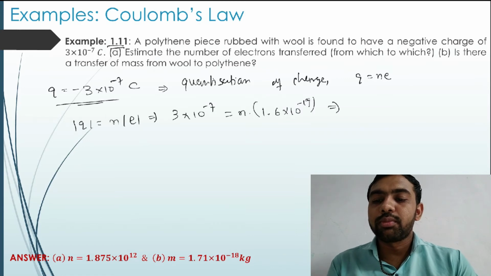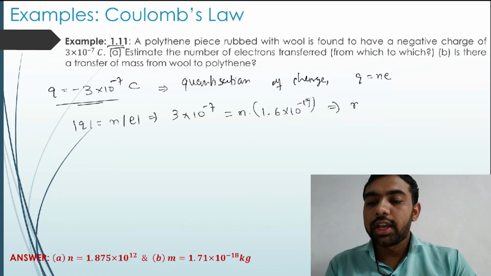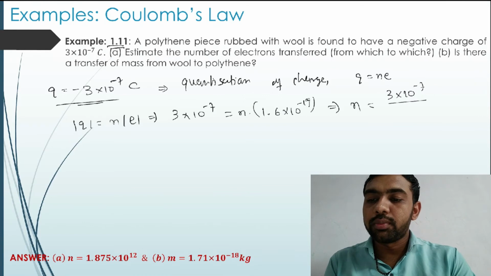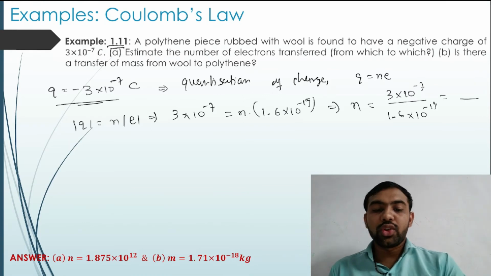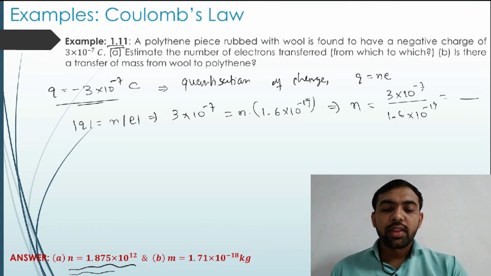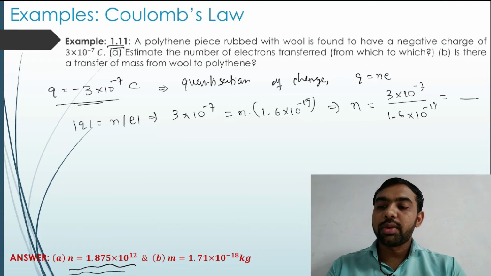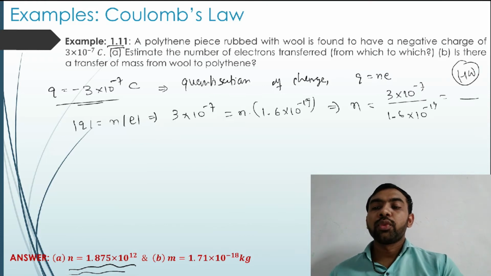तो आप इसमें वैल्यू पुट कर दें तो n क्या हो जाएगा? n इज इक्वल टू 3 into 10 raised to minus 7, दिस मल्टीप्लीकेशन इज कम्स इन डिनोमिनेटर. सो 1.6 into 10 raised to minus 19. आप फाइन कर लेना रेशियो. यहाँ पे आंसर दिया है, देखो इसका आंसर होगा 1.875 into 10 raised to 12. दैट इज आंसर. ओके. सो रिमेनिंग कैलकुलेशन इज इन होमवर्क.